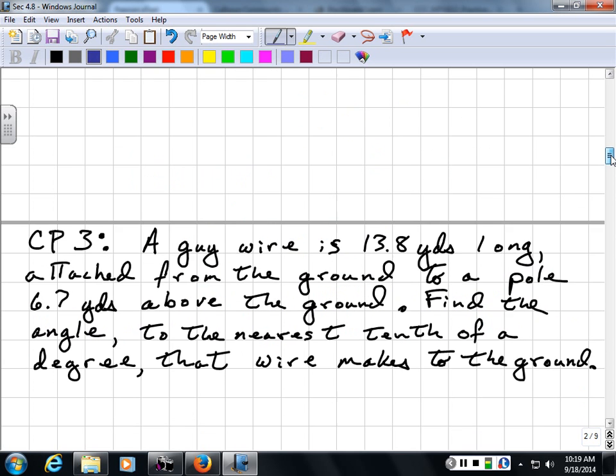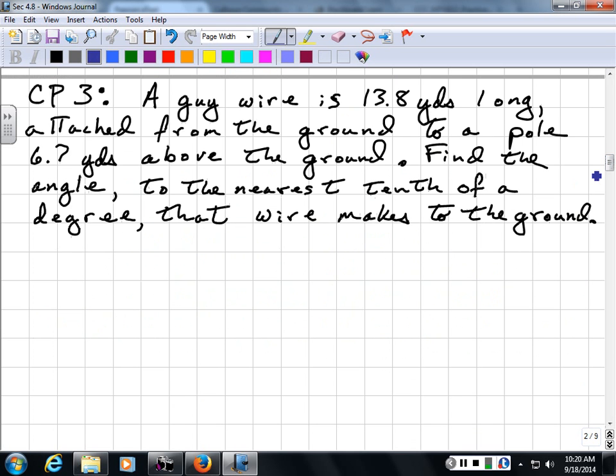For example, a guy wire is 13.8 yards long, attached from the ground to a pole 6.7 yards above the ground. Find the angle to the nearest tenth of a degree that wire makes to the ground. It's the same exact problem. There's no difference in how you set this thing up.